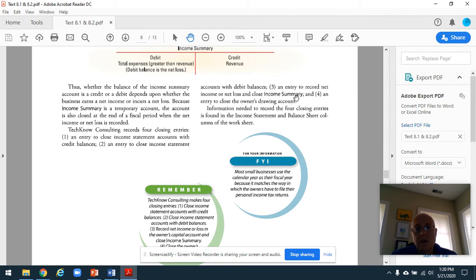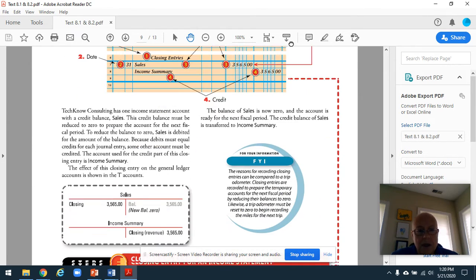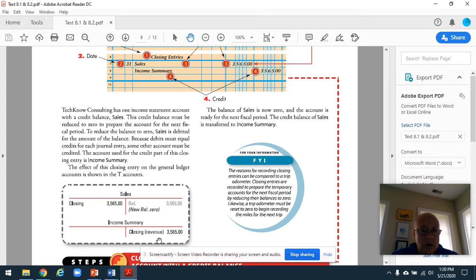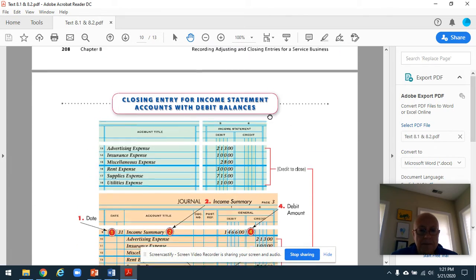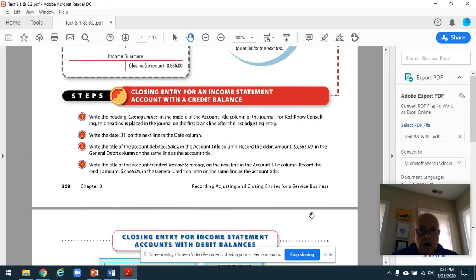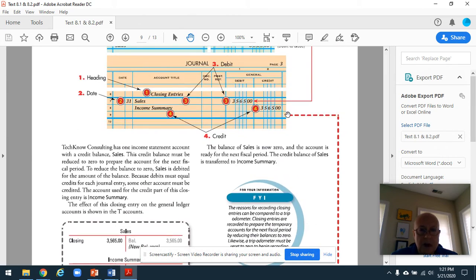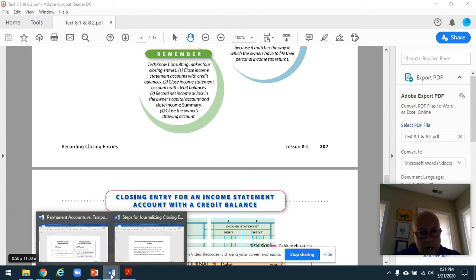Okay, so if you have net income of $1,099, well, your net income is going to show up in your credit side, I believe. Let me double check. I'm trying to remember this off the top of my head. Yeah, so if your income summary shows a balance on the credit side, it means you got net income. Okay, so what you've got to do then is you have to close that entry out. So let me pull up the organizer that walks you through this.